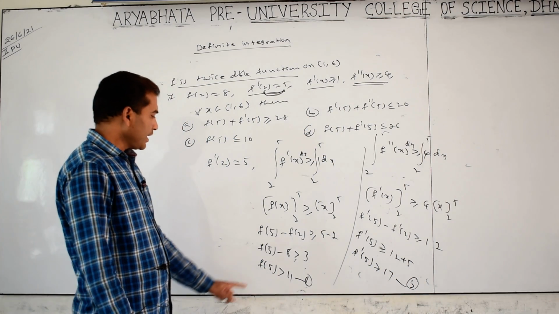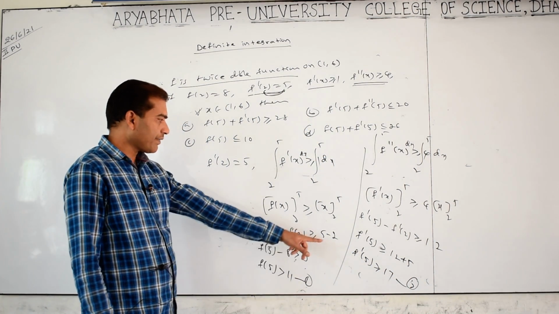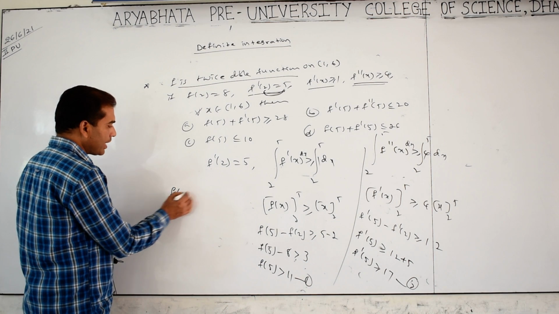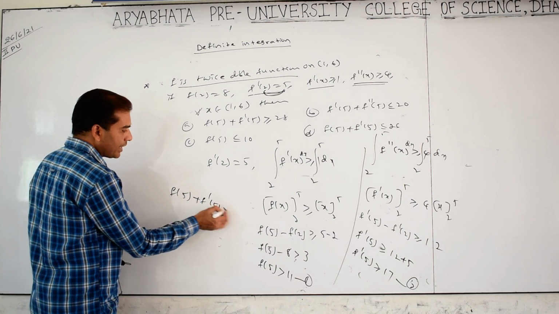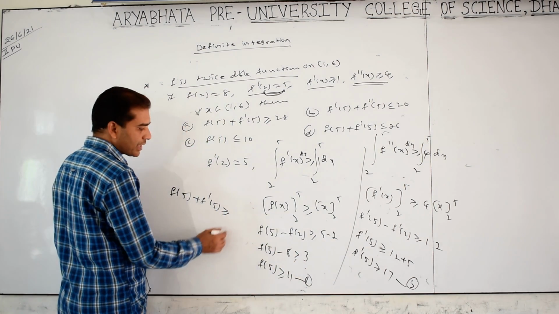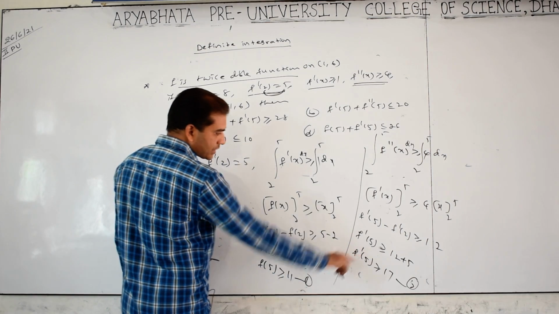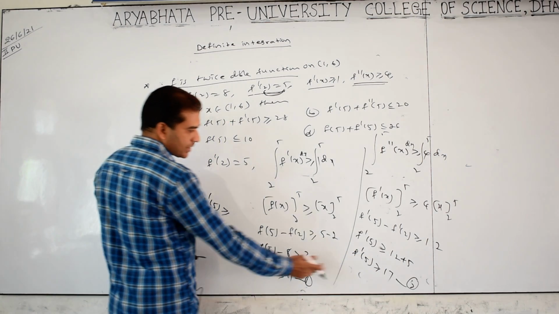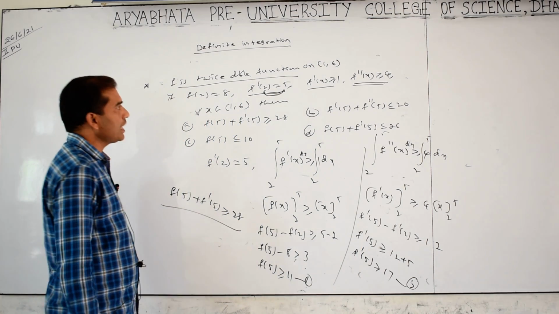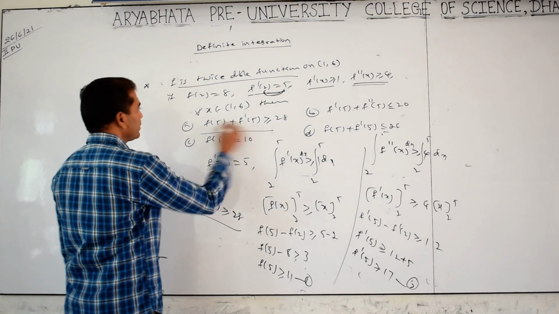Now f of 5 is greater than or equal to 11, and f dash of 5 is greater than or equal to 17. Add both: f of 5 plus f dash of 5 is greater than or equal to 11 plus 17. How much is 11 plus 17? 21 plus 1, 28. Greater than or equal to 28. This is the right option.